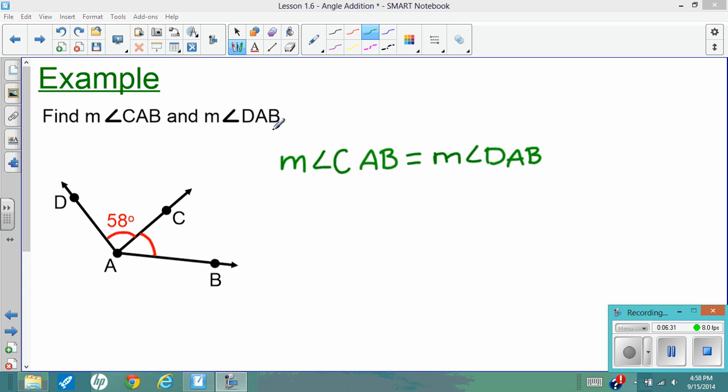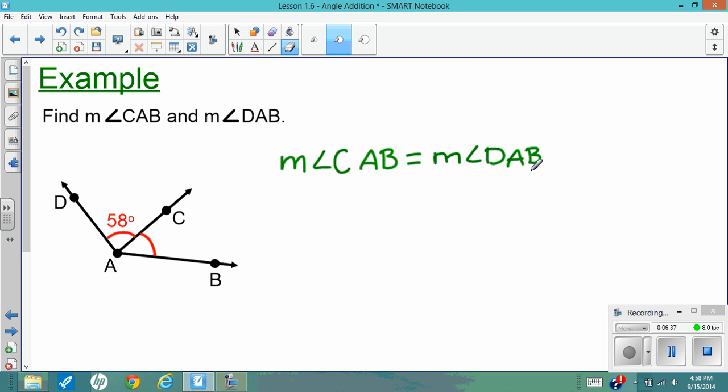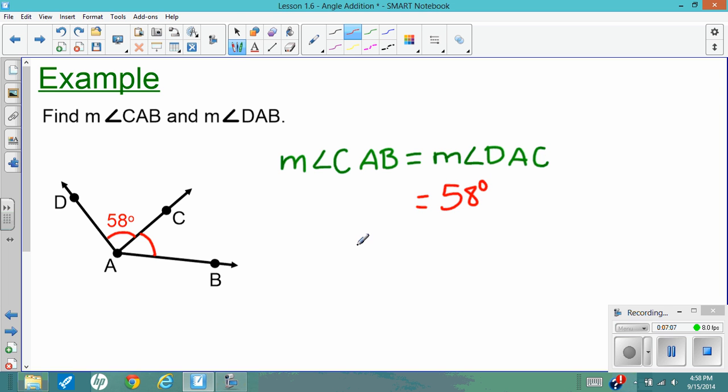So we can say that the measure of angle CAB is equal to the measure of angle DAC. So the two small angles, DAB is the entire angle. We still want to know how big it is, but that's the big entire angle. So CAB is equal to DAC, and we know that DAC is 58 degrees from the picture, so that means that angle CAB is 58 degrees.